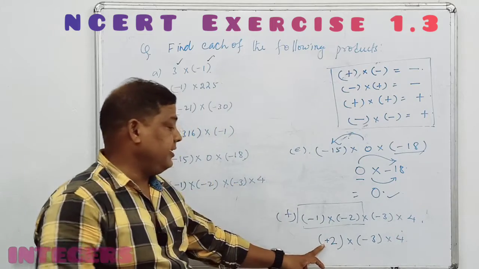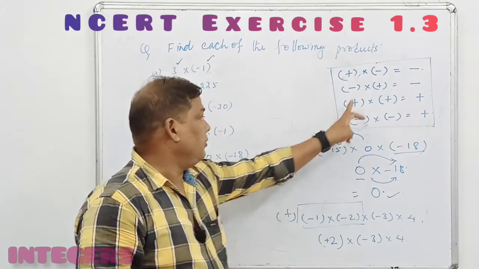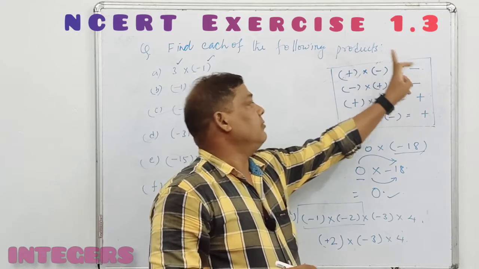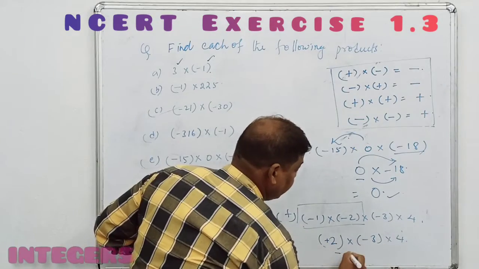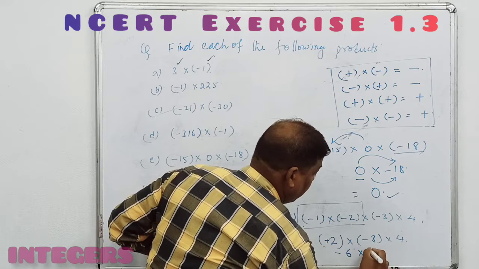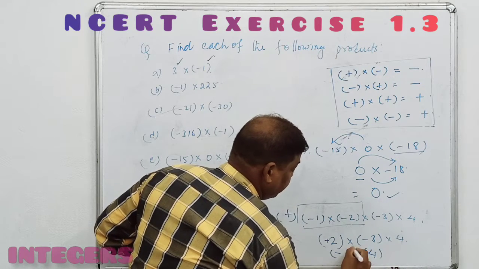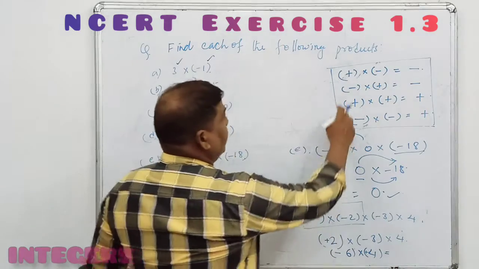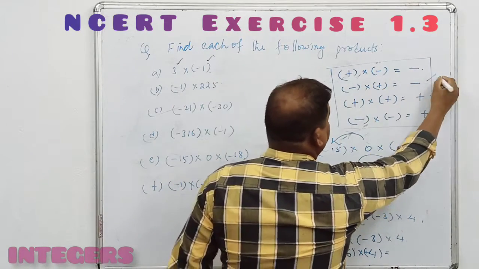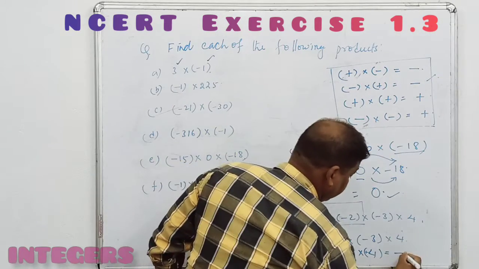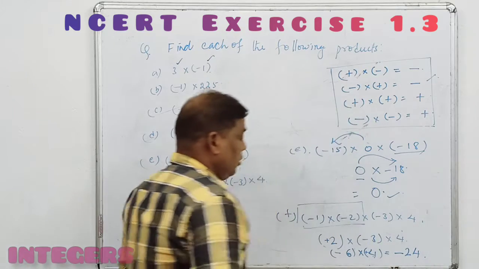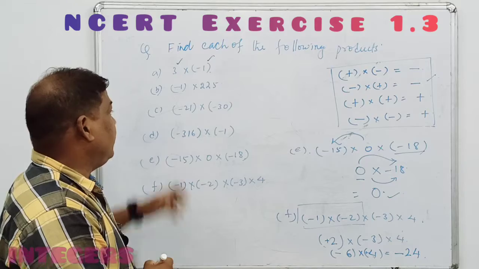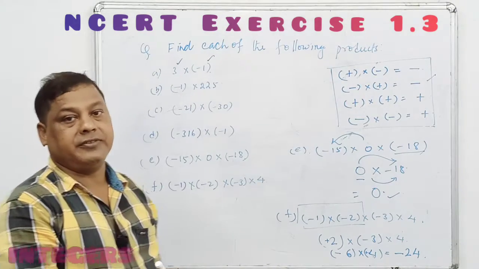Here is the positive sign and here is the negative sign. Positive sign with negative sign means minus. So plus 2 into minus 3 is minus 6, and then into 4. It is a negative integer and a positive integer, so again the result becomes negative. Minus plus is minus. 6 fours are 24. So like this we can multiply the integers.